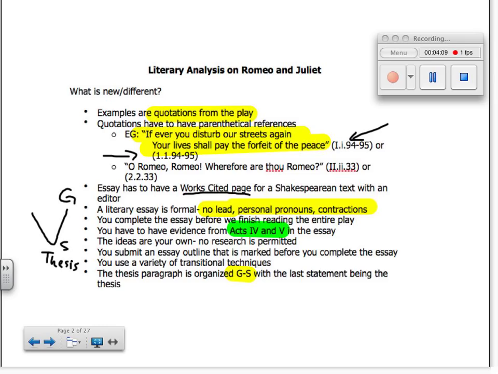There also is some guiding questions, I believe, in the back of your play, so you might want to look there as a resource too.